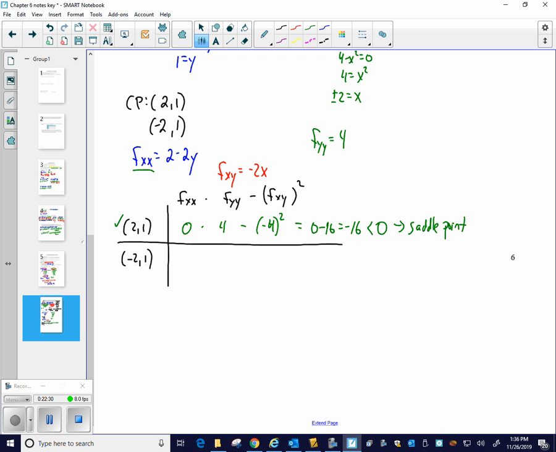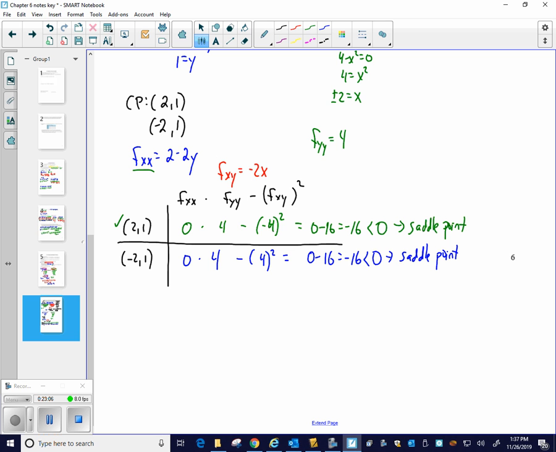Let's try the same thing now with negative 2, 1. If I plug 1 into fxx, it's also going to give me 0, and then 4 is still fyy regardless, minus negative 2 times negative 2 will give me 4 squared. It's ironically going to give me the same thing. 0 minus 16 equals negative 16. That's less than 0. That's also going to give us a saddle point.